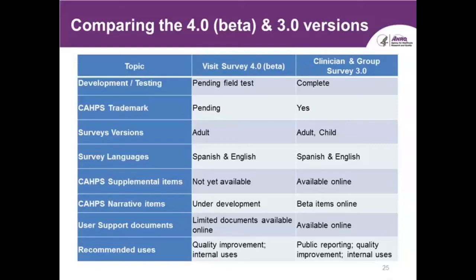As a reminder, the Visit 4.0 survey is still in beta form. The survey is recommended for use in quality improvement and internal uses, but would not be recommended for high-stakes use such as public reporting or pay-for-performance. For those types of uses, the Clinician Group 3.0 survey with the trademark would be recommended.